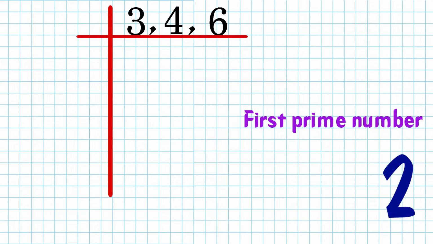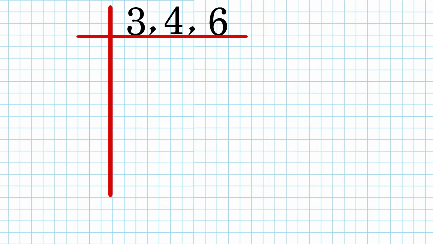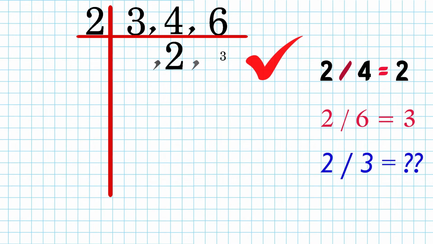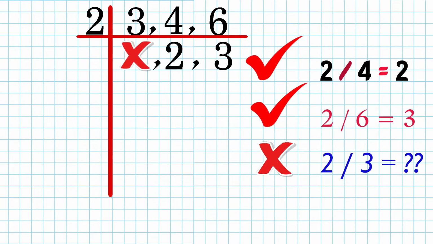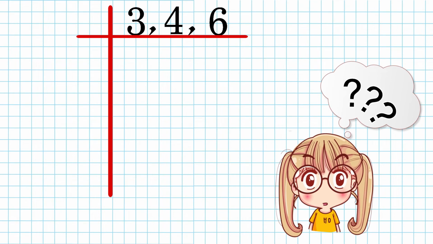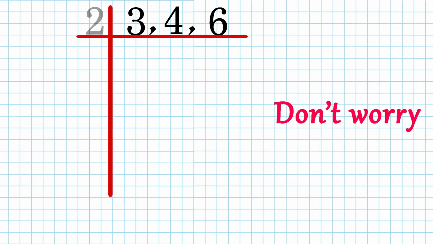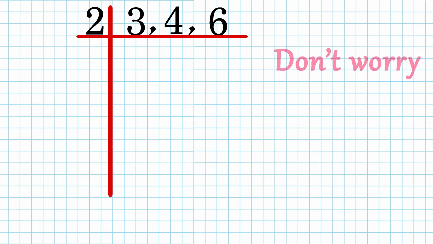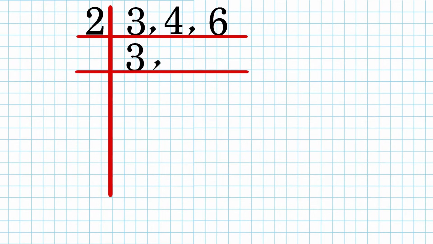So, the very first prime number is 2. The set of numbers which we had were 3, 4 and 6. 2 can divide both 4 and 6 but not 3. What do you think? What should we do? Don't worry. We will divide the numbers which can be divided by 2 and leave the number which cannot be divided. As 3 cannot be divided, we'll just copy it down to the next row, put a comma and move on to the next number, which is 4.